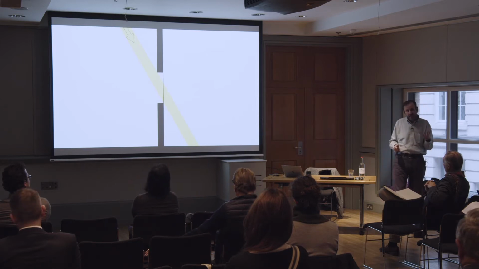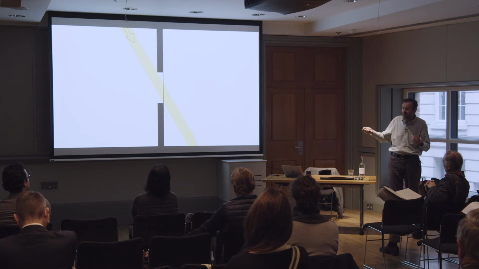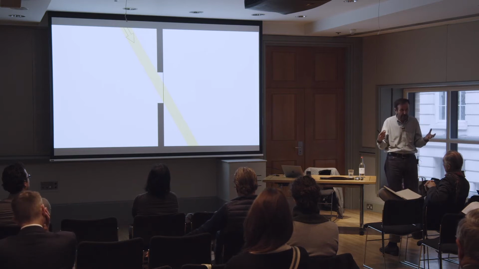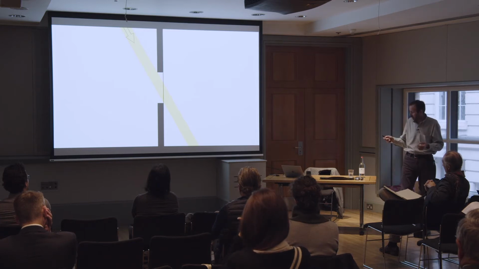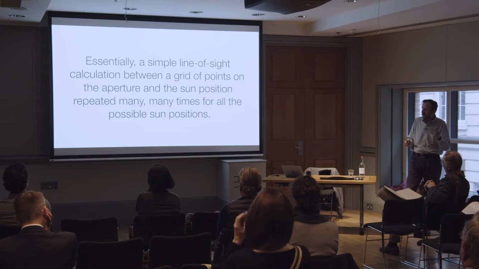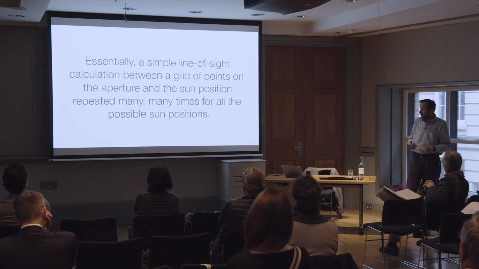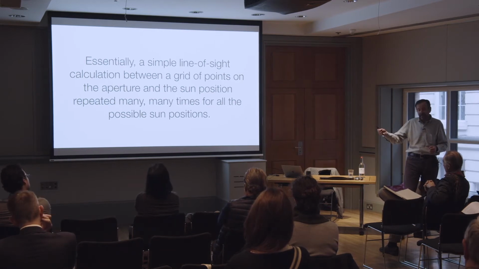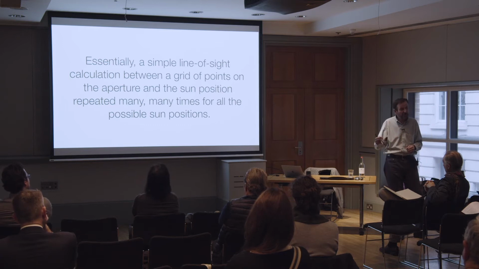So the sunlight beam index is simply this for all of the possibly occurring sun positions for the whole year. Okay, so it's a simple line of sight calculation for a grid of points at the aperture to the sun position, and then just repeated many, many times for all possible sun positions.